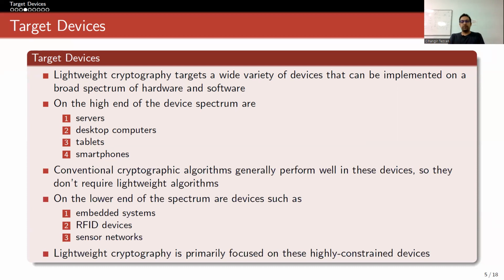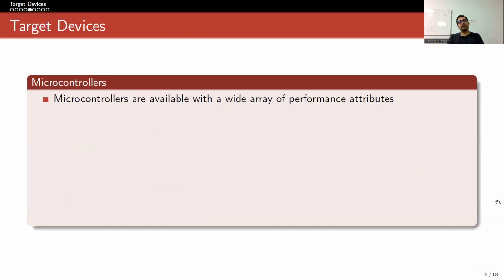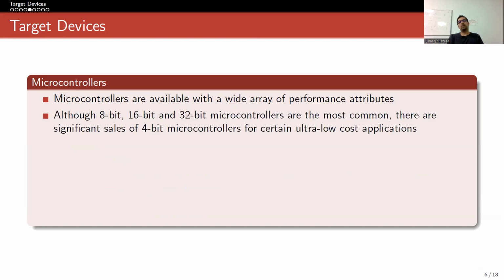Lightweight cryptography is primarily focused on these highly constrained devices, so that is the idea. Let's talk about microcontrollers in this respect. Microcontrollers are available with a wide array of performance attributes. Although 8-bit, 16-bit, and 32-bit microcontrollers are the most common, there are significant sales of 4-bit microcontrollers for certain ultra-low-cost applications. So this is where you actually need lightweight cryptography, right?